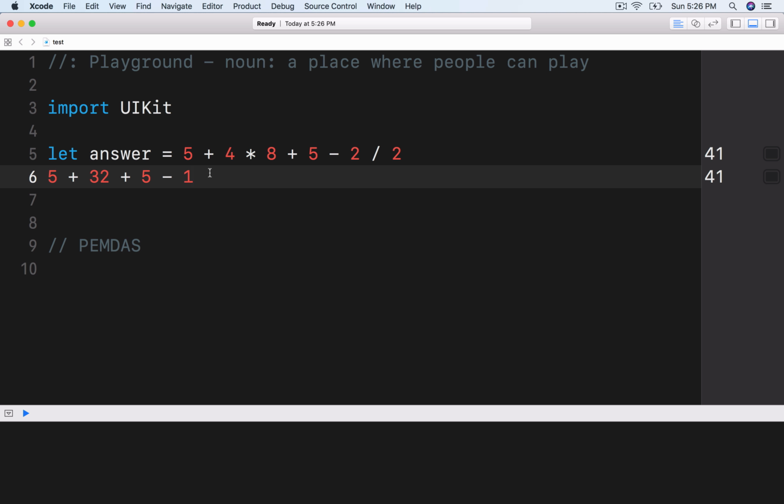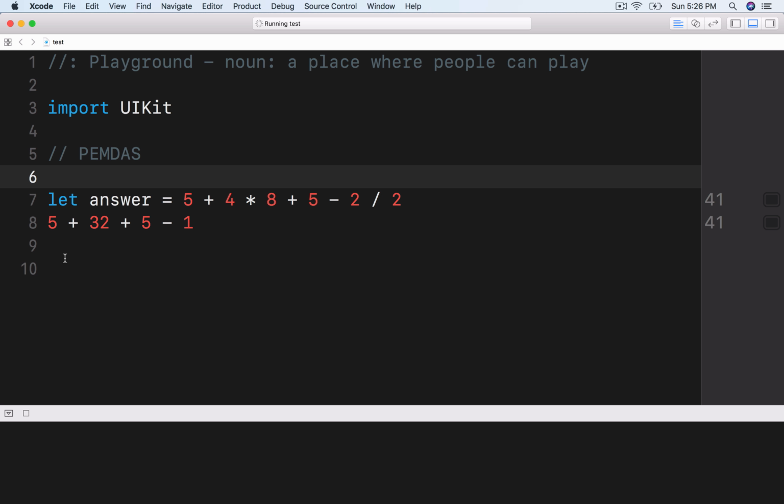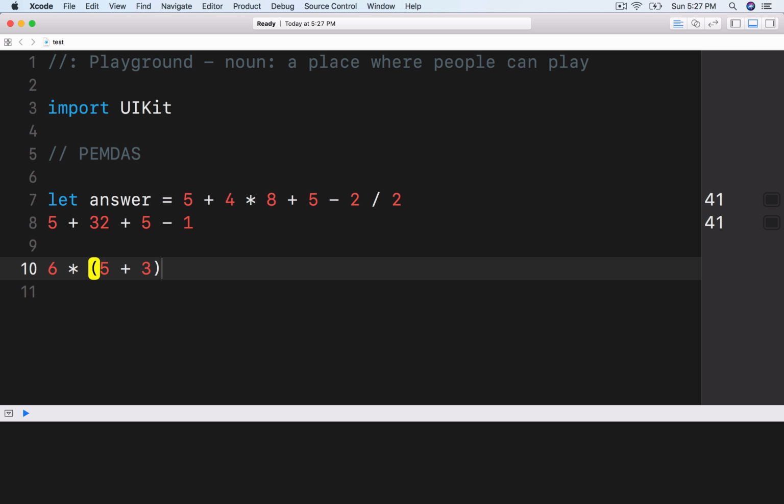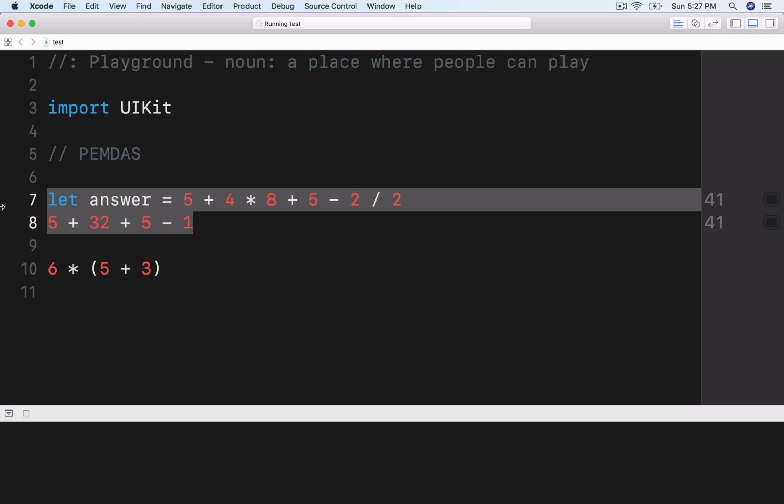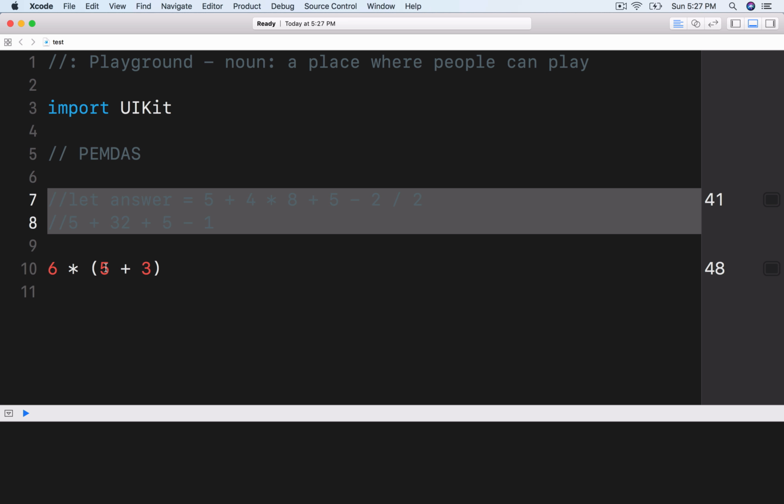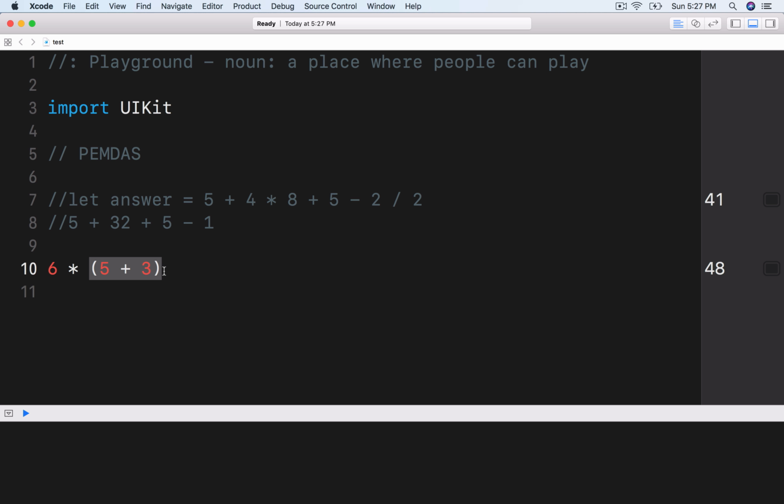So let's say we had the example of, let me move PEMDAS to the top because PEMDAS is important. So let's say we had 6 times (5 plus 3). What do you think this is equal to? Again, we have to do the parentheses first, which is 5 plus 3, 8 times 6 is 48.